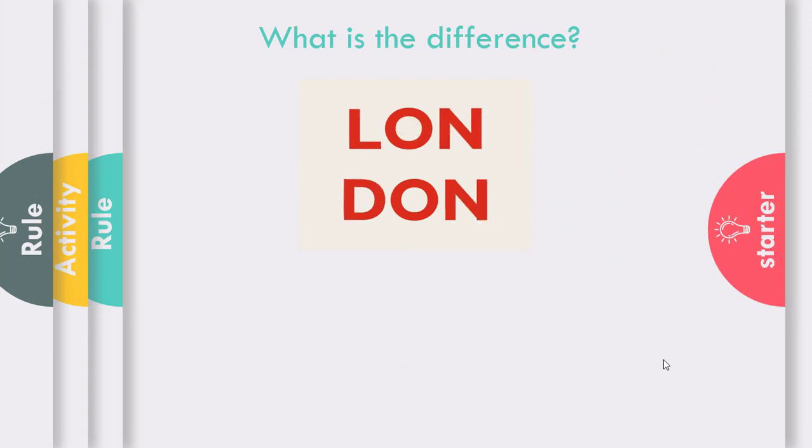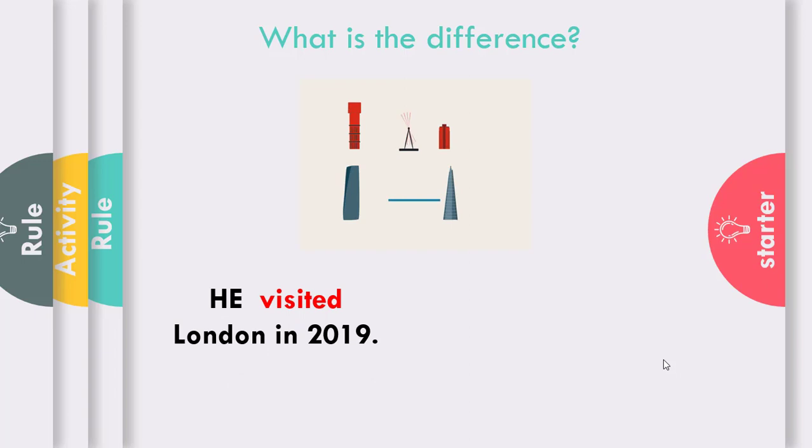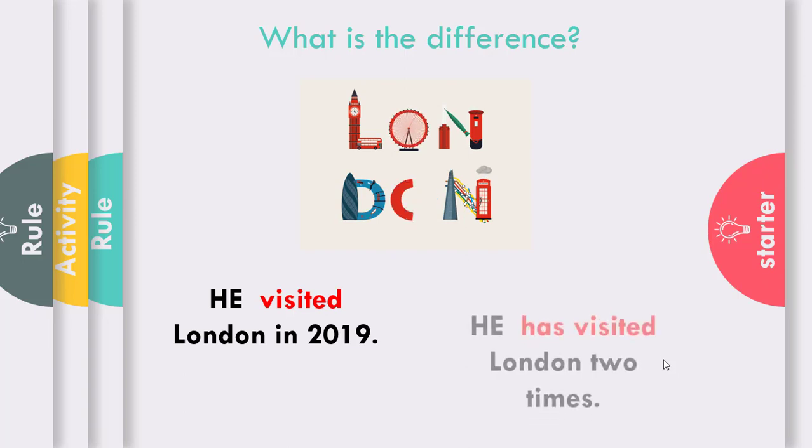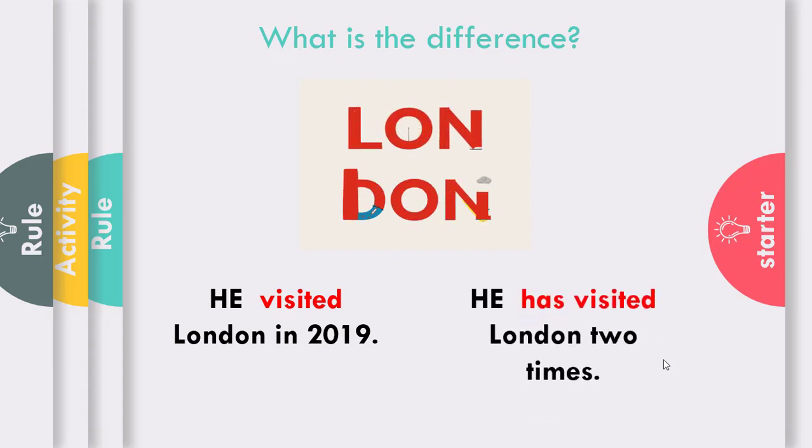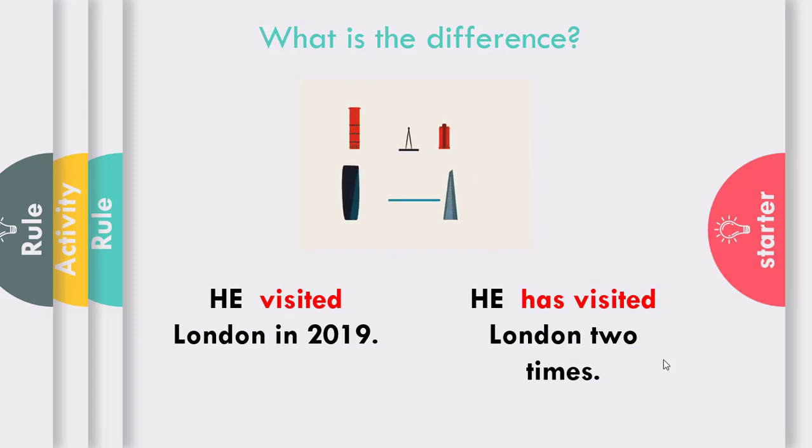So, what is the difference between these two sentences? He visited London in 2019, and he has visited London 2 times. Think about it.